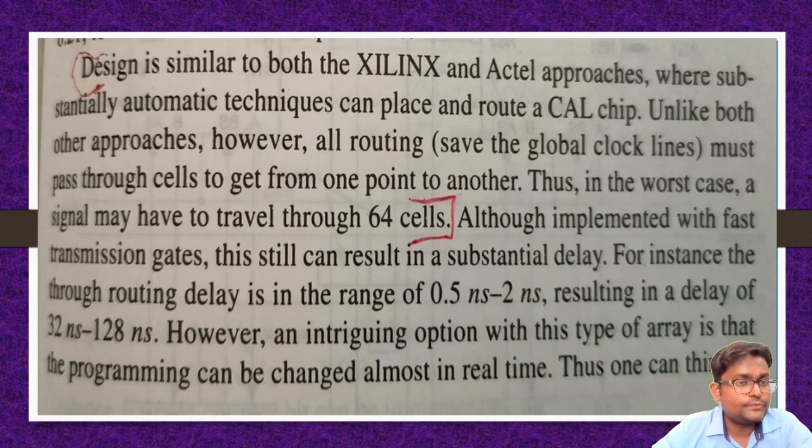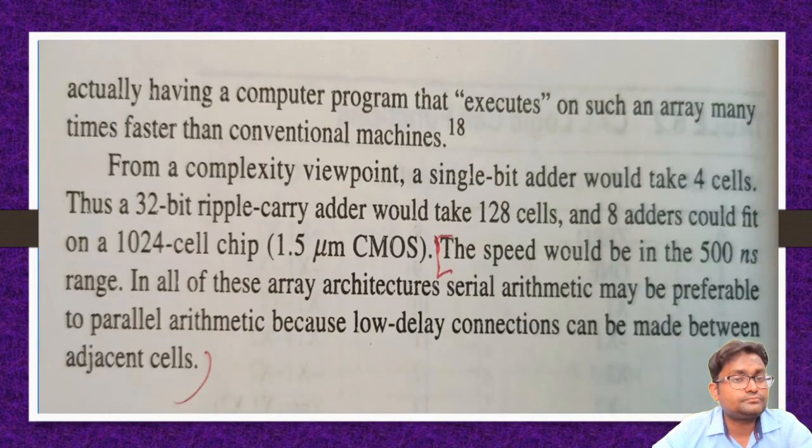You can go through it, such as the design is similar to the Xilinx and Actel approach. All these are the theoretical approach. Now at last, we can already see in the structure that there are 32 rows as well as 32 columns. Accordingly, a 1024 logic cell chip is present there. But according to the requirement, we can change it.